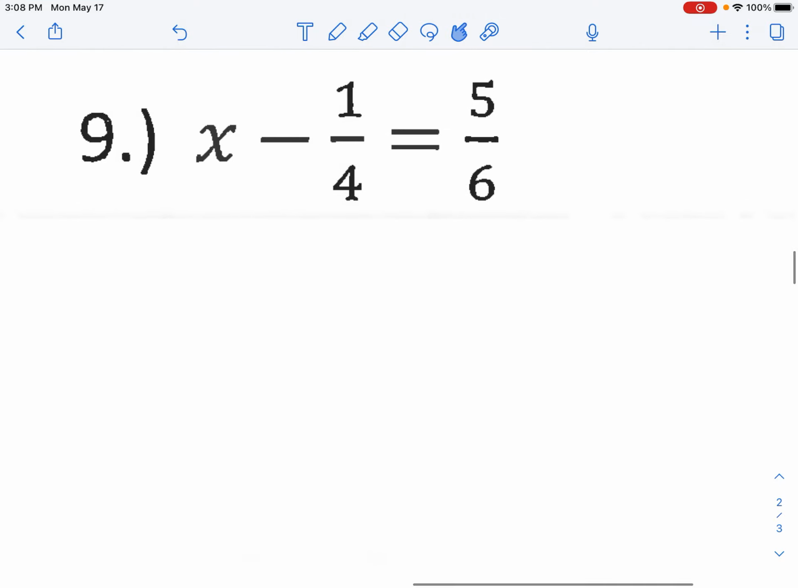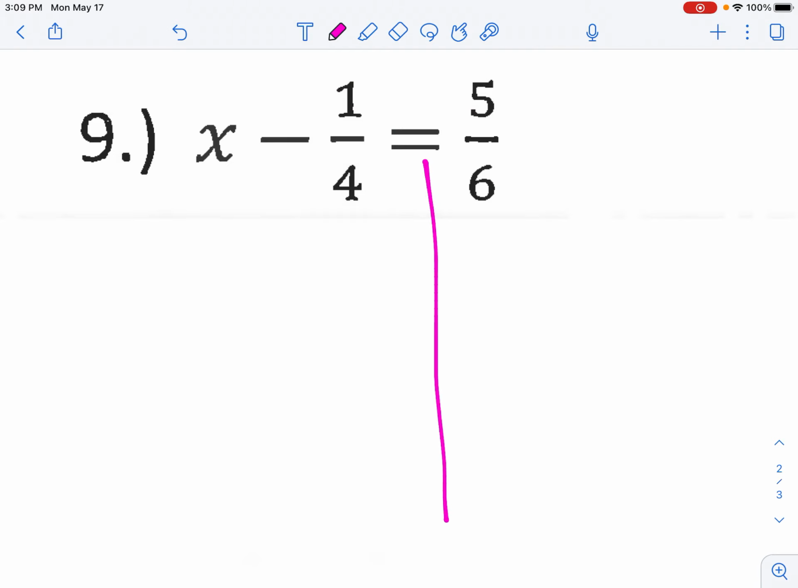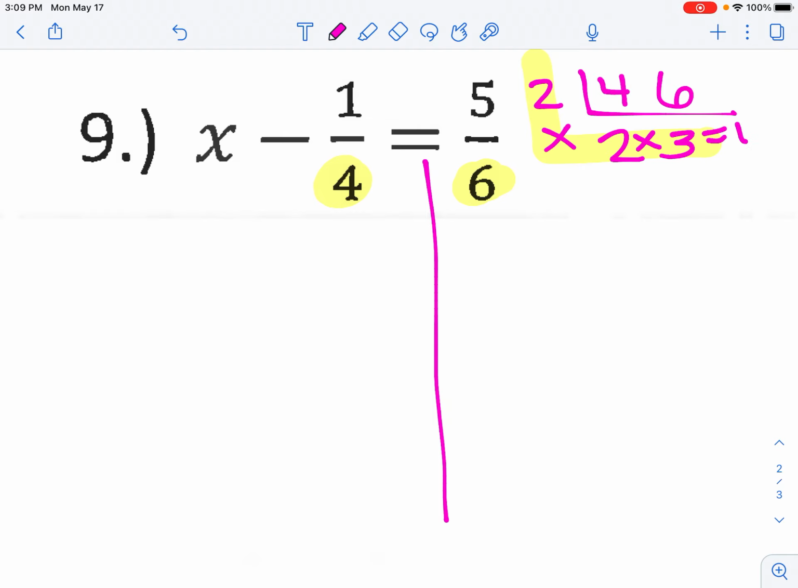Number 9. So I immediately see that I have fractions with different denominators, and I know I'm going to have to add. How do I know I have to add? Because I see a minus sign, and I know the opposite of subtracting is adding. So I'm going to take my two denominators, put them inside a division ladder, and divide by 2. And then I'm going to highlight my L. 2 times 2 is 4, and 4 times 3 is 12. So that tells me that the common denominator for this problem is going to be 12.